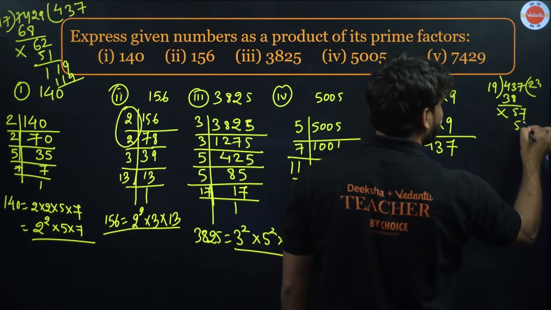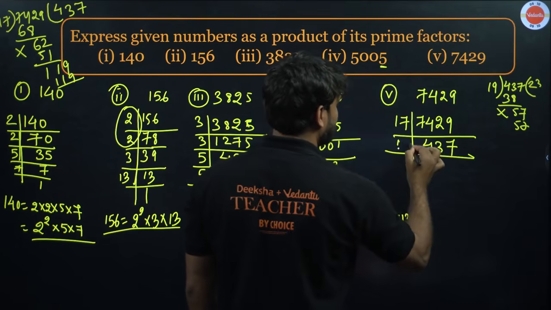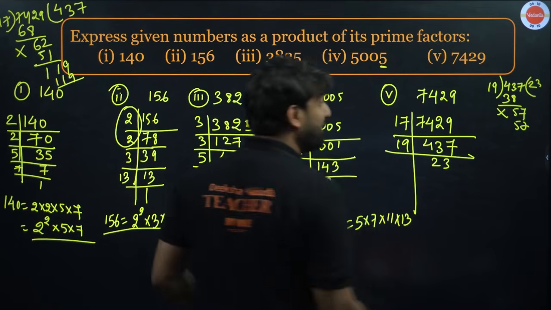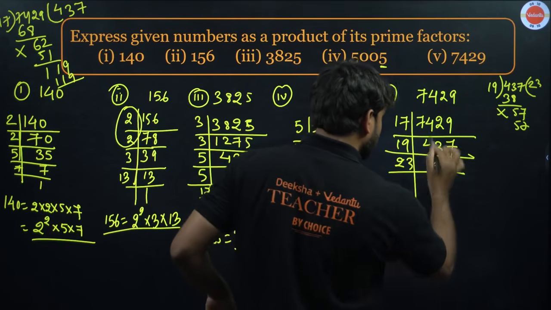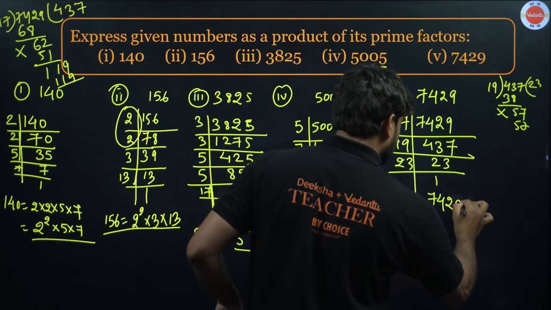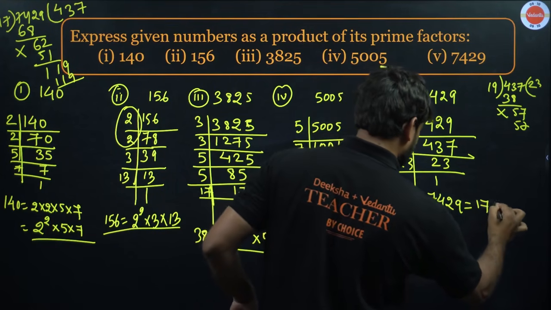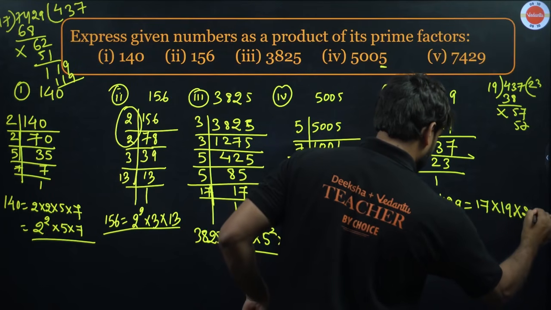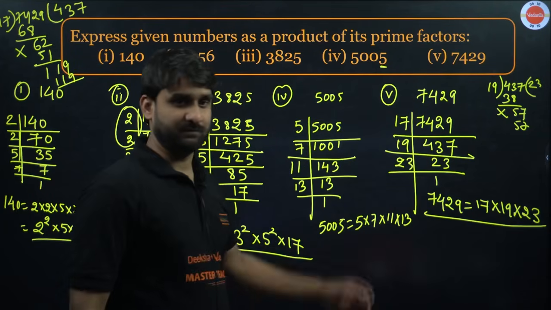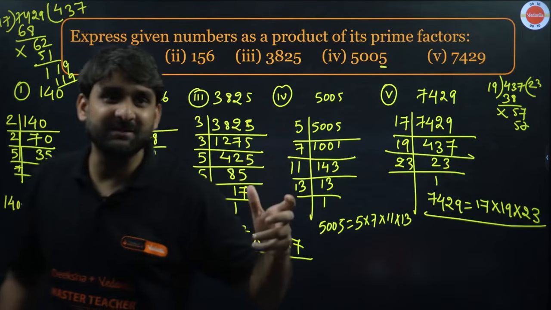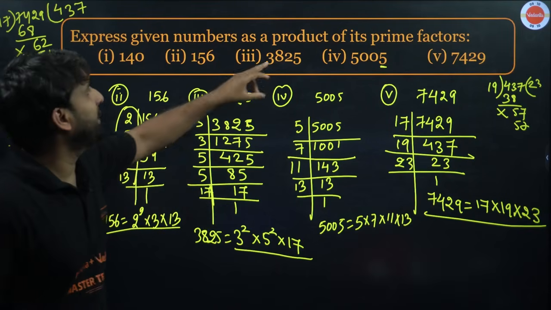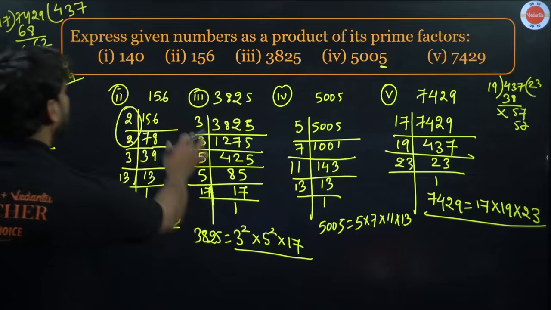Wow. Yes, my dear champion. 19 is dividing this number 23 times, and 23 is itself a prime number. So 23 will cancel this by 1. So 7429 has prime factors 17 into 19 into 23. So this is the way how we can express any given number as the product of its prime factors. Okay, moving to next.